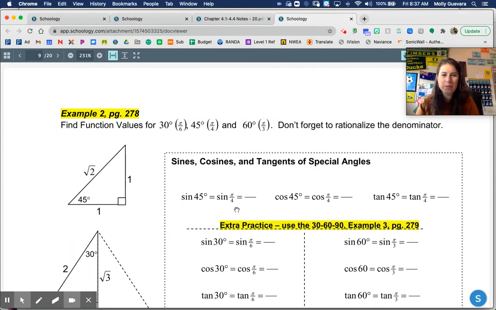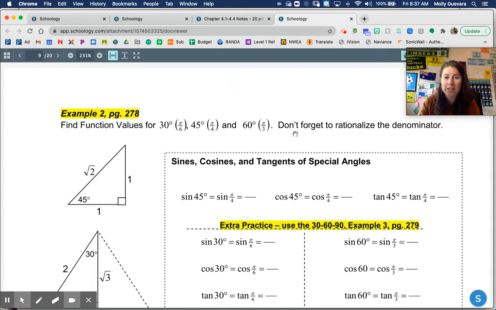I'm going to read example 2 and then I'm going to scroll down a little bit more. So example 2 says, find function values for 30 degrees. Remember, 30 degrees is pi over 6. 45 degrees, which is pi over 4. And 60 degrees, which is pi over 3.